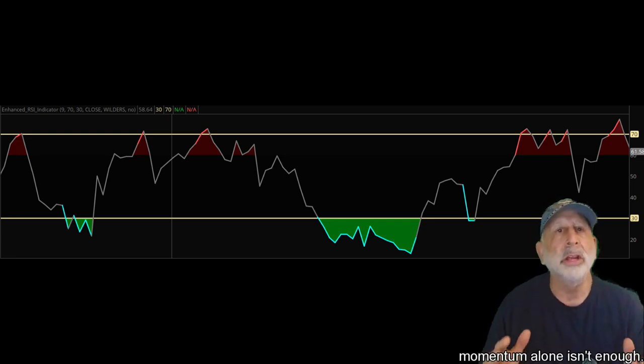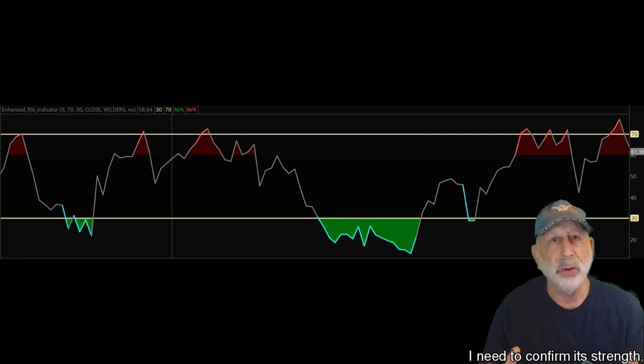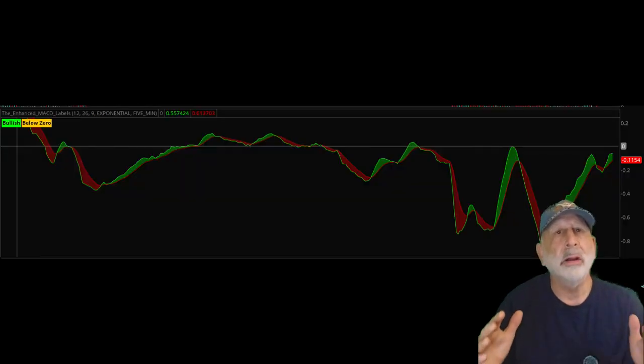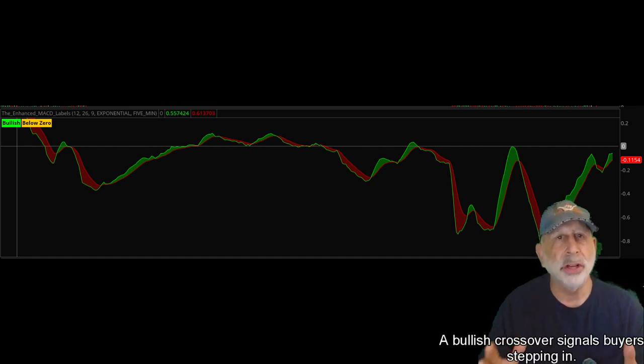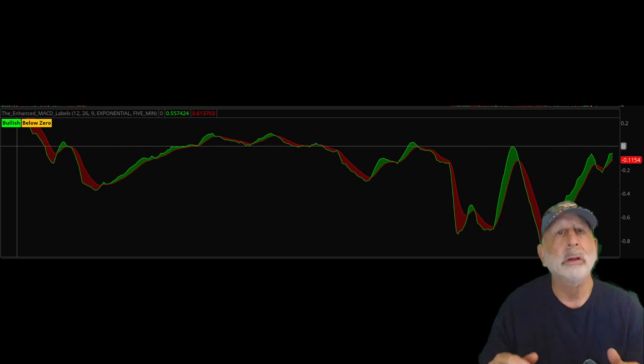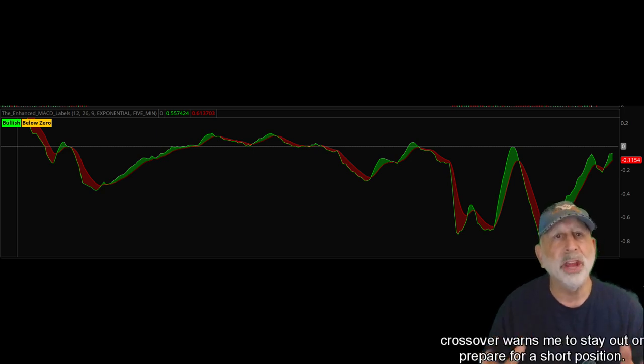But momentum alone isn't enough. I need to confirm its strength. RSI tells me where momentum is shifting, but MACD confirms whether the move has power behind it. A bullish crossover signals buyers stepping in, a long entry. A bearish crossover warns me to stay out or prepare for a short position.